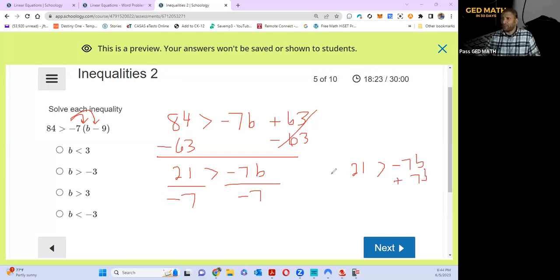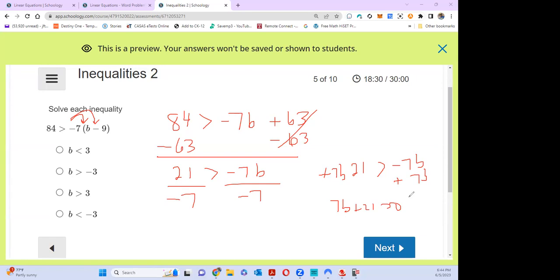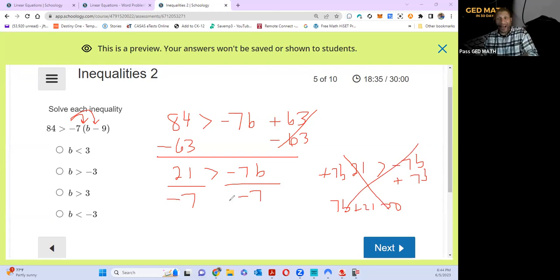Well, what is plus 7b doing? Whatever you do on one side, it's going to change it. 7b plus 21 is greater than 0. That's not going to solve your inequality. Remember, your ultimate goal is to get the variable by itself. So at each step of the way, you're asking yourself, what do I do next to get the variable by itself?